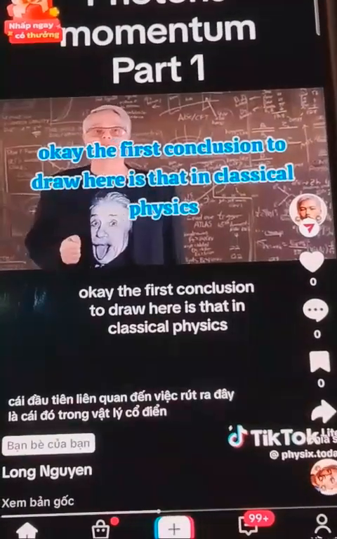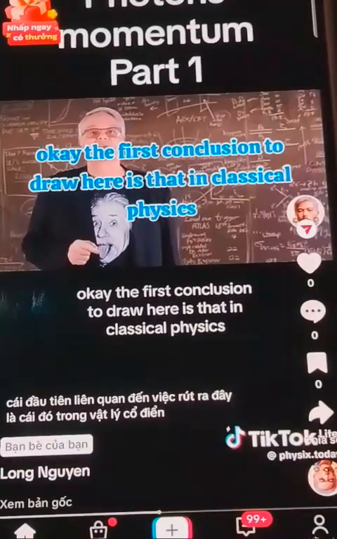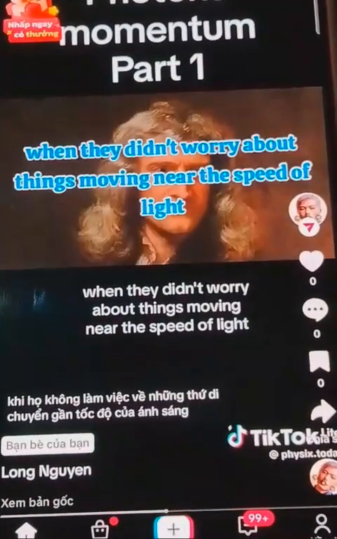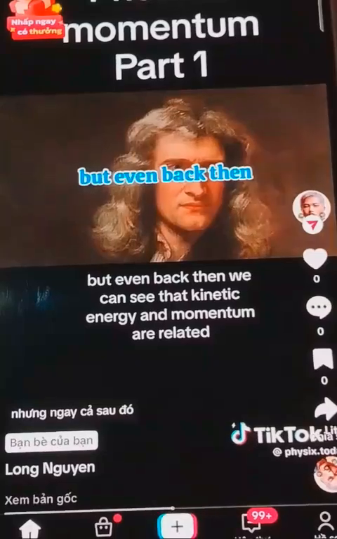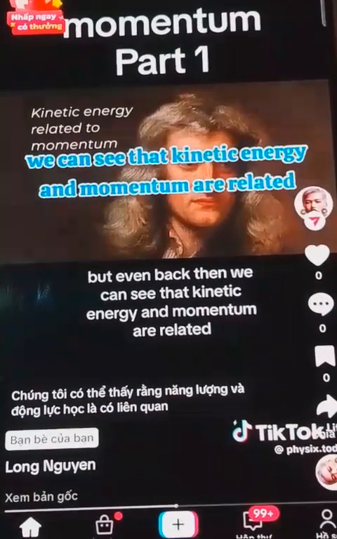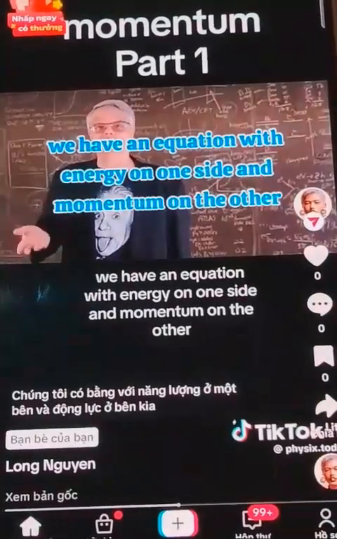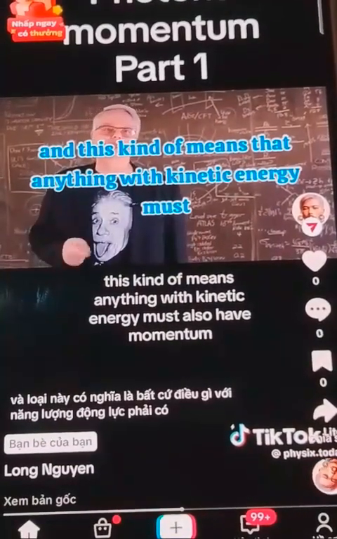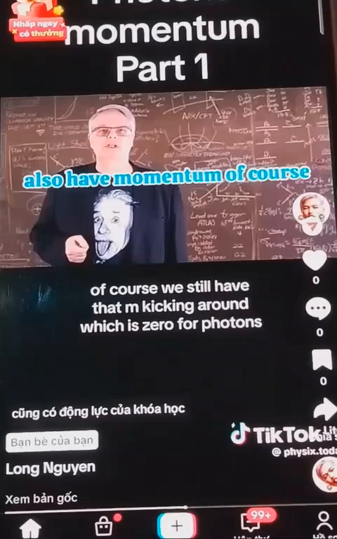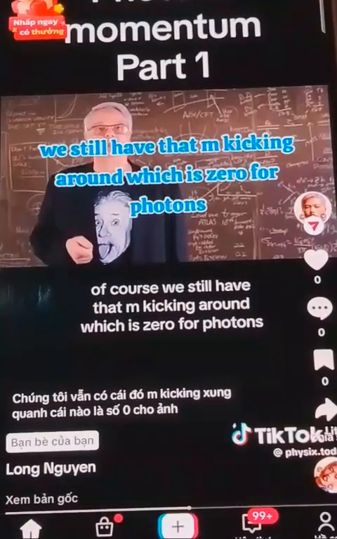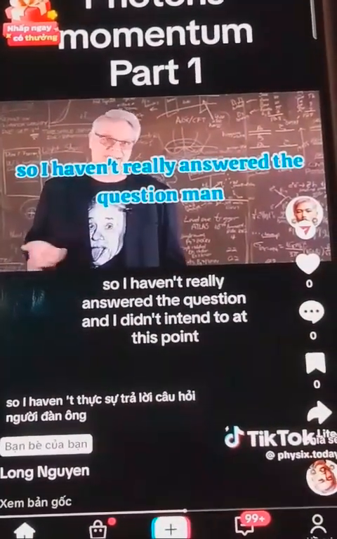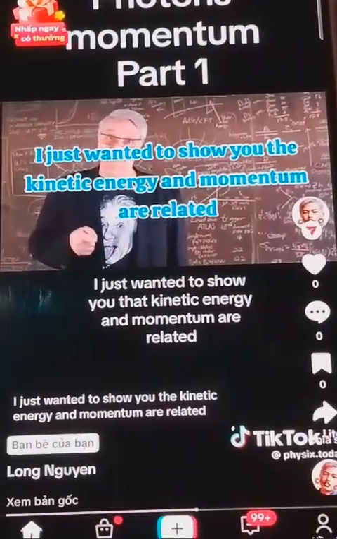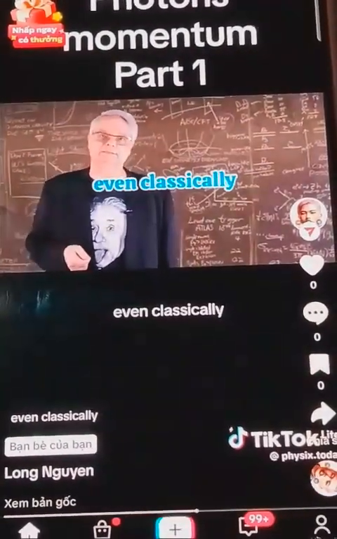Okay, the first conclusion to draw here is that in classical physics, and I remind you that these equations were devised back in Newton's time when they didn't worry about things moving near the speed of light, we can see that kinetic energy and momentum are related. We have an equation with energy on one side and momentum on the other. And this kind of means that anything with kinetic energy must also have momentum. Of course, we still have that m kicking around, which is 0 for photons, so I haven't really answered the question. I didn't intend to at this point. I just wanted to show you that kinetic energy and momentum are related, even classically.